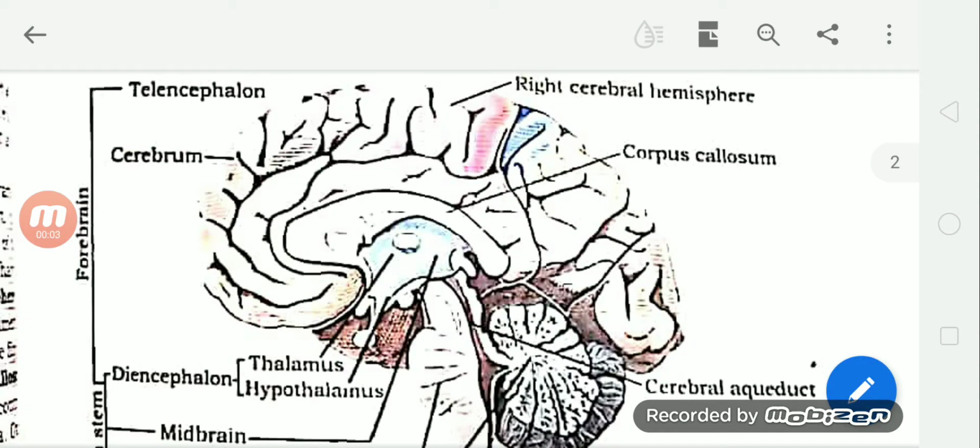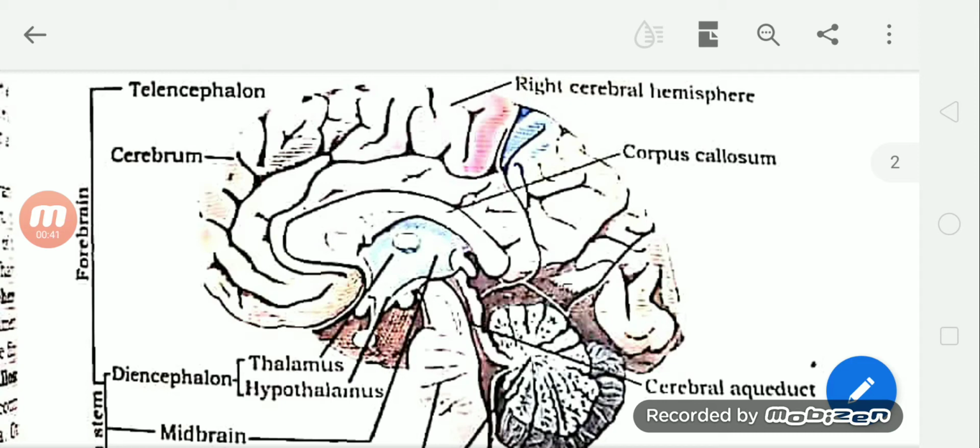Dear students, today we are going to study about the human brain. We know that the brain is kept inside our skull. It protects it from any external injury. Inside the cranium, there is a layer of membrane and some fluid is also there to absorb any external shocks.